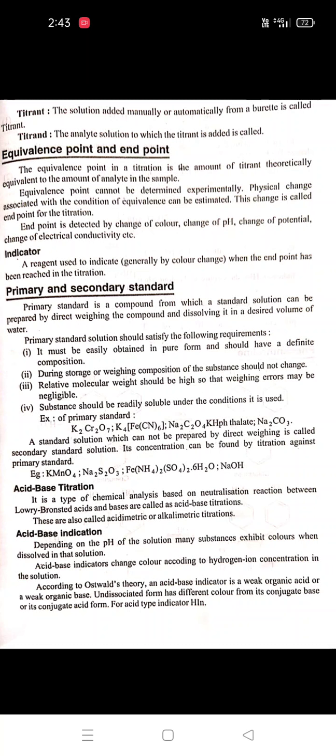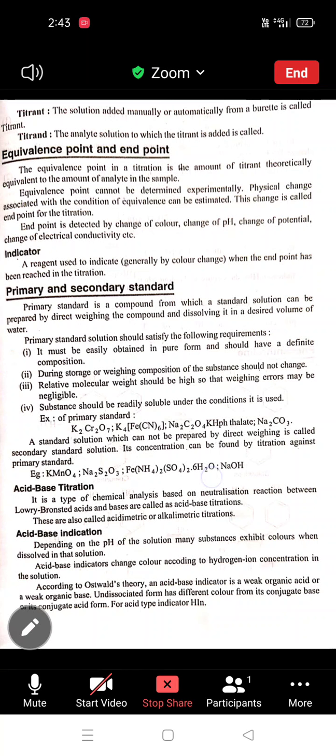Depending on this theory, every indicator acts as a good indicator of pH change, and their colors change. For example, here one of the examples we are discussing is the phenolphthalein indicator. So the next one.